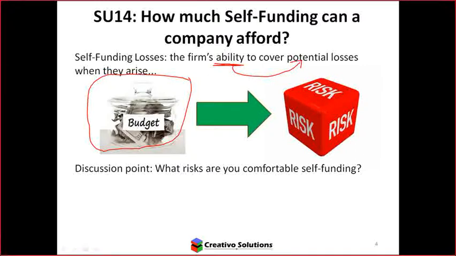Yeah, like the one day my son was playing cricket and he hit the ball on the window, it cracked, so we just replaced it ourselves. Okay, so that was something you self-funded, yes. Okay, what else? Anything else?